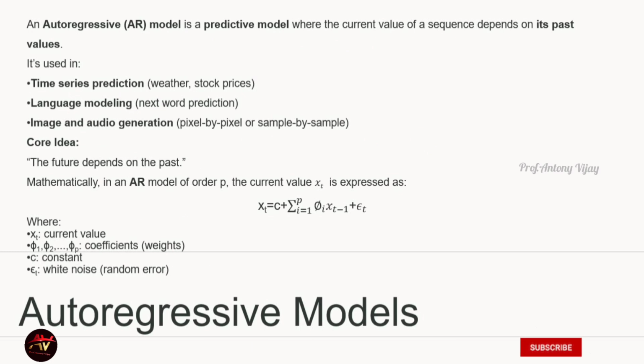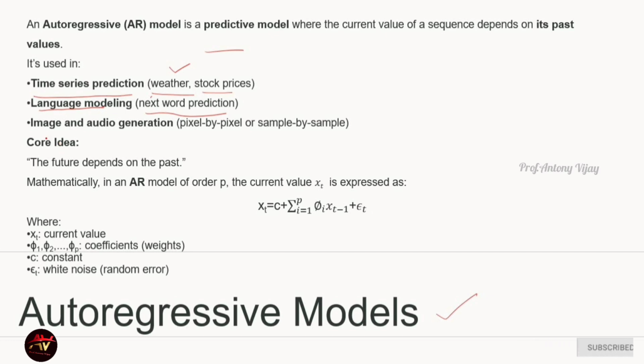Let's see the third model, that is the autoregressive model. The autoregressive model is generally a predictive model, based on past values. Based on the past value, it will find the current value. Here we are taking some examples, like time series prediction: we can predict the weather tomorrow based on today's situation, and the price of the stock based on today's situation. And language modeling: what will be the next word for this particular sentence.